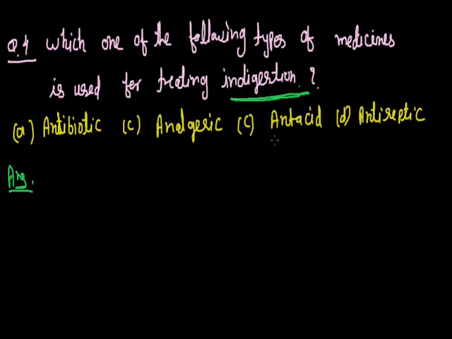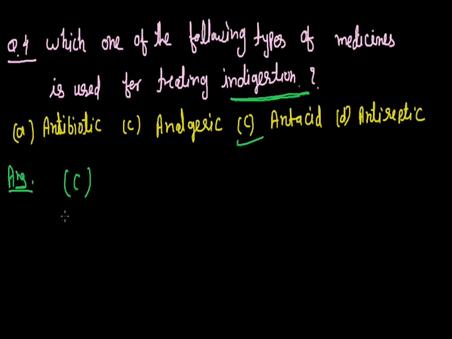Antacid means the medicines or tablets which act against extra acidity, the extra amount of acid. So the correct answer is antacid. That is, the correct option is C. So the first correct answer is C.